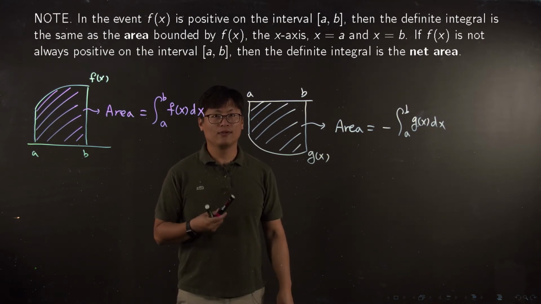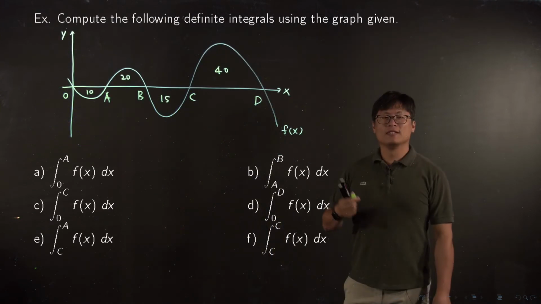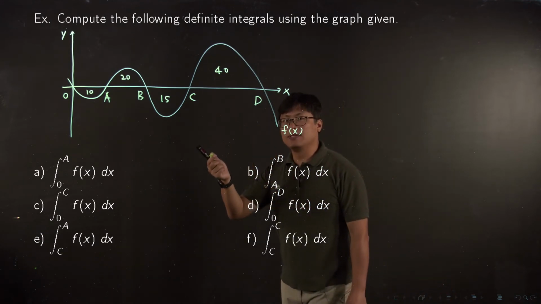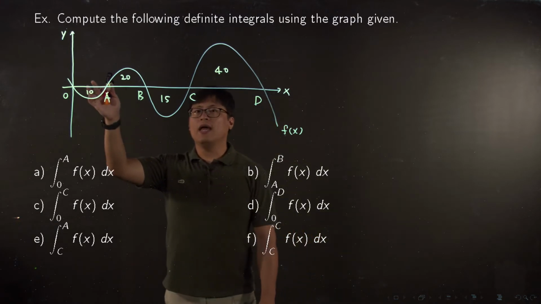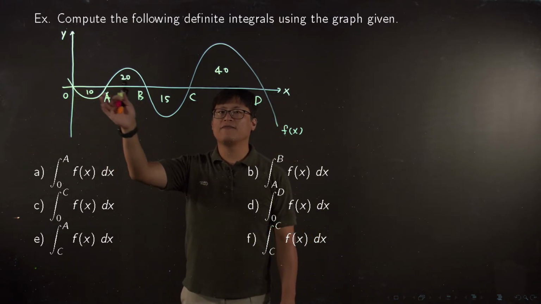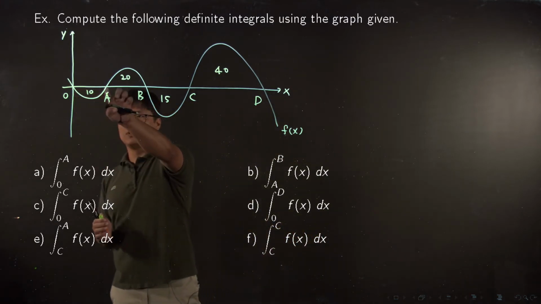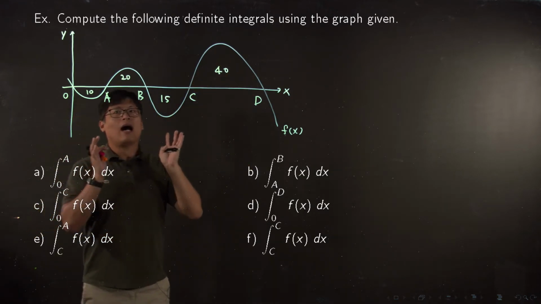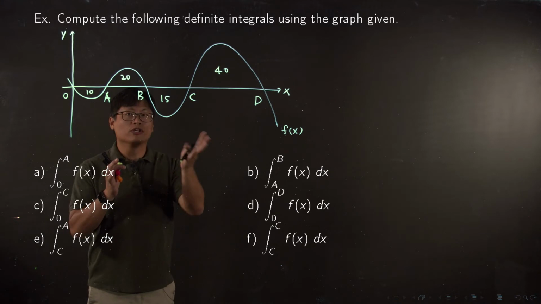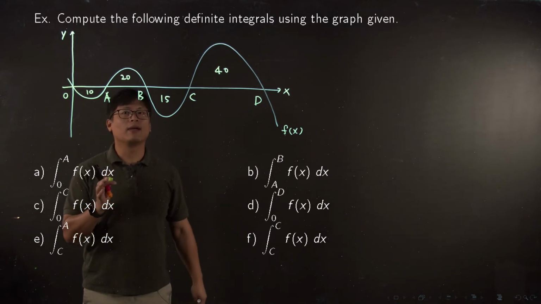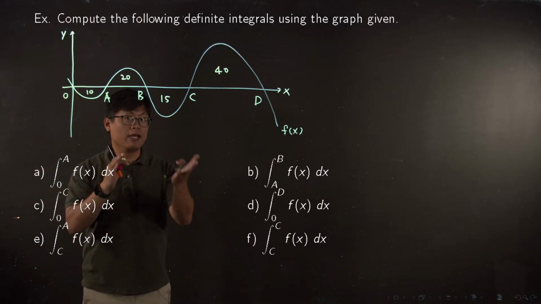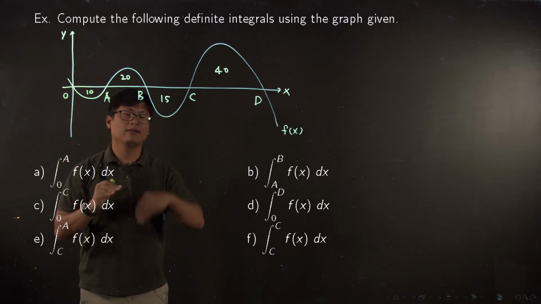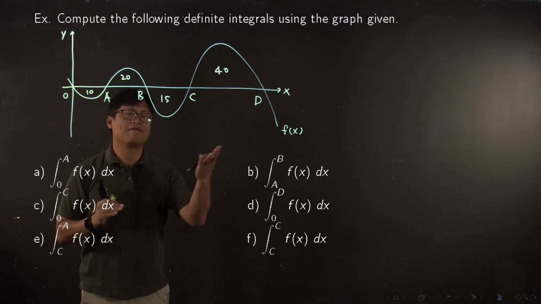Let me give you an example. Now let's talk about this problem. The function graph is given, and I gave you the areas which are enclosed by the curve and the x-axis. These are 10, 20, 15, and 40. So now I believe you understood the meaning of net area, right? Which means the relation between the enclosed area and the definite integral value.